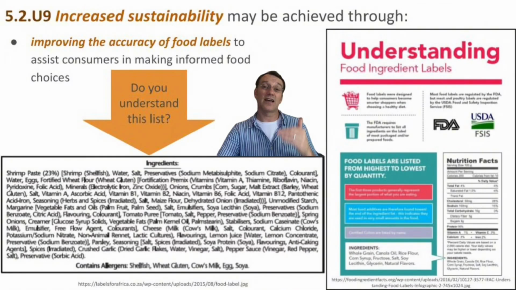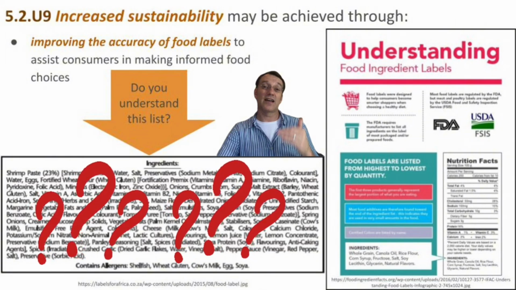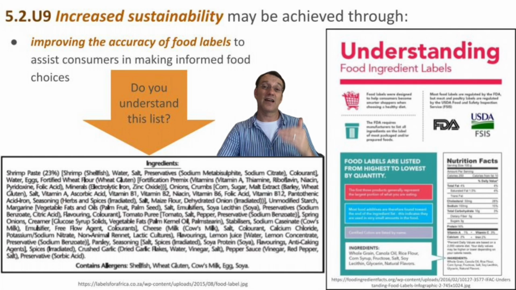Food labels can be a powerful tool for sustainability, but only if you know how to read them. These labels can tell us a lot about nutritional content, the ingredients in the food, and sometimes how the food was produced. By making informed choices based on that information, consumers can support more sustainable food systems.